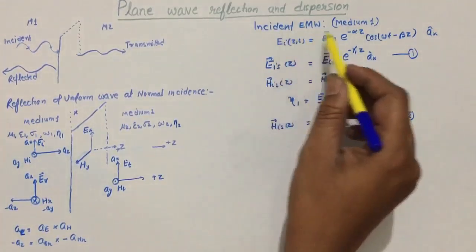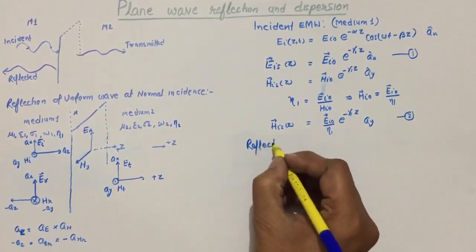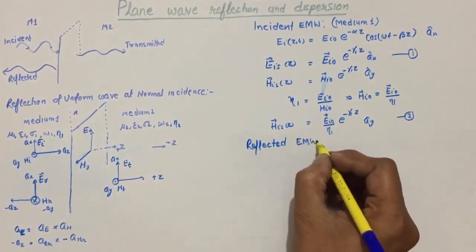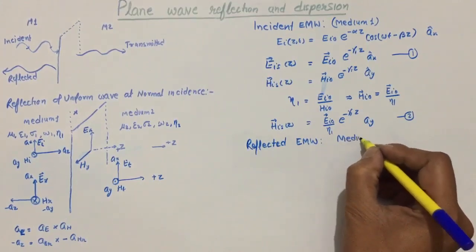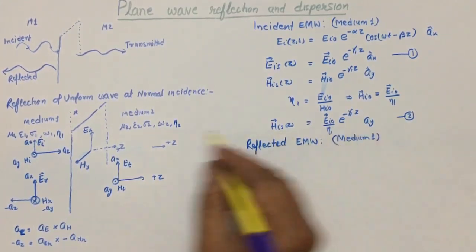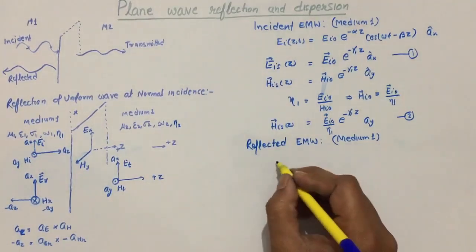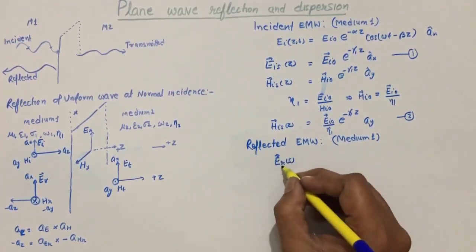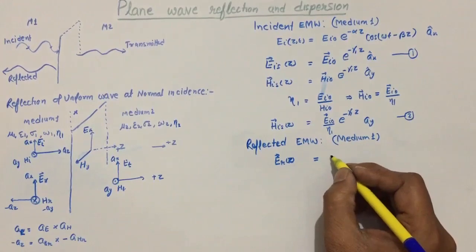Now this is regarding the incident wave. Similarly, we can write for a reflected wave. Now, at this point, it is time to concentrate. Again, it will be medium 1, as the reflection is back to the same medium, and in that case the electric field component will be reflected in the z direction.